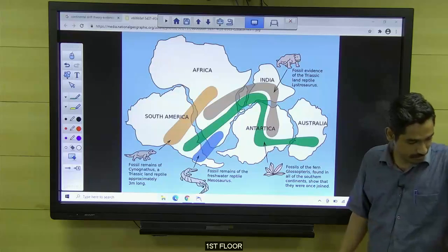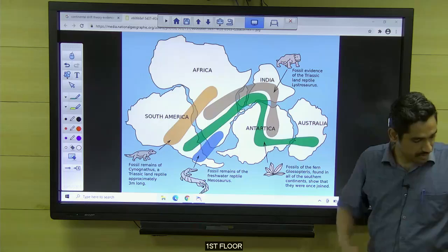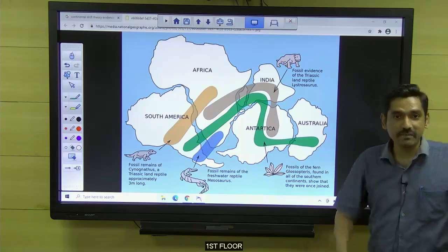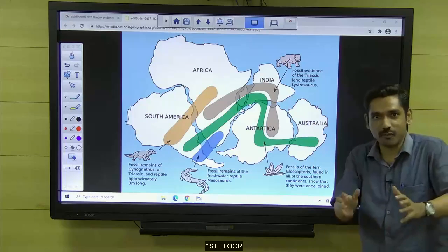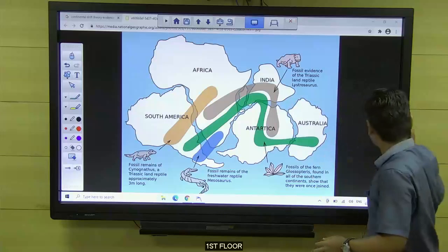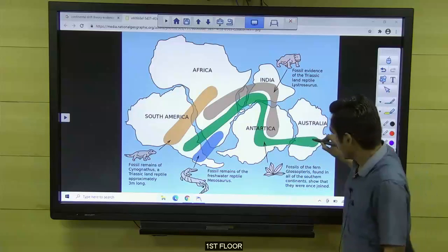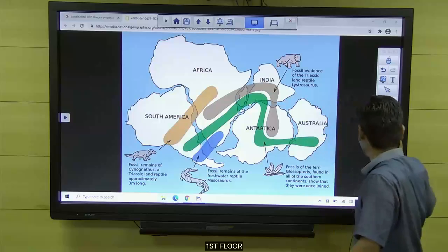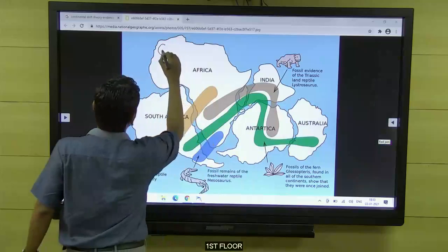It's not possible. Now, in relation with fossils, lemurs are living organisms. They don't become fossils. See, the thing is, if you take this plant, I will give the name later, or I'll write the name first. Hold on, let me write it here itself. Glossopteris.